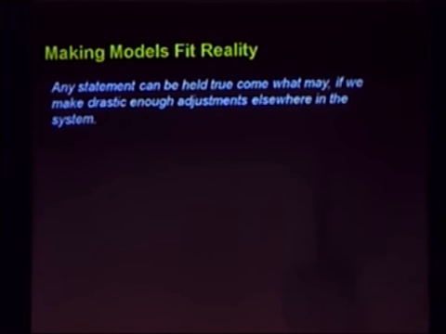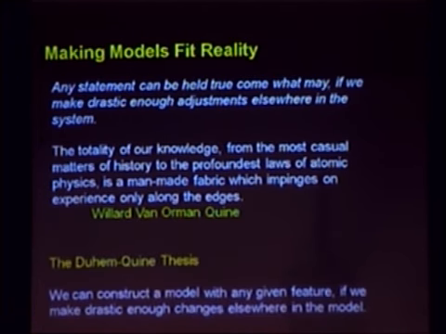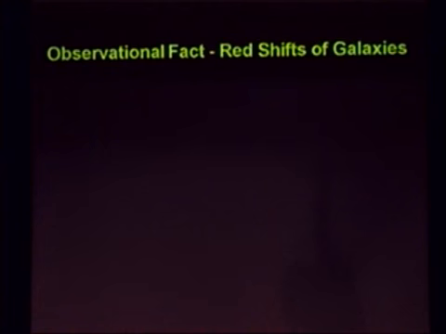So I gave this quote already this morning by Quine. You also saw it in the lecture after that: any statement can be held come what may if we make drastic enough adjustments elsewhere in the system. So we can construct a model with any given feature if we make drastic enough changes elsewhere in the model.